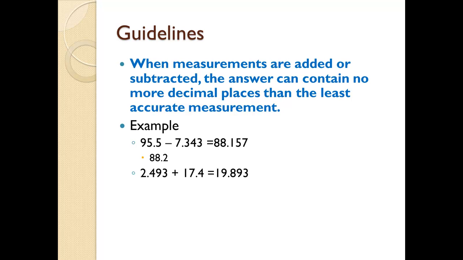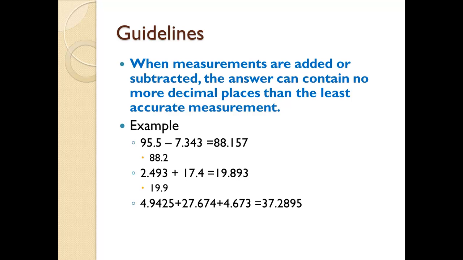In the second example, I look at my least accurate measurement. That's a 17.4. It's telling me I only have one decimal place. So when I present my final answer, I have to be sure that it's only one decimal place. My calculator is going to display 19.893. But to get one decimal place, I present my number as 19.9.